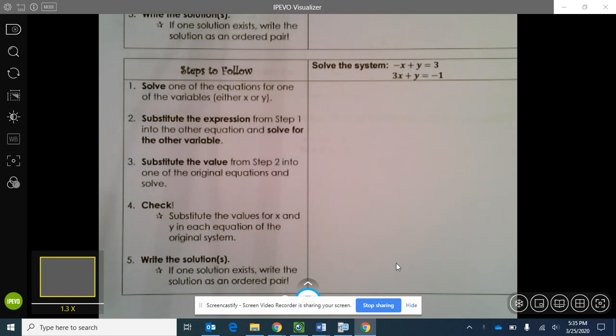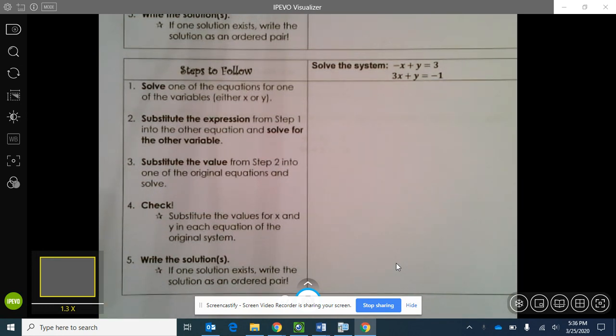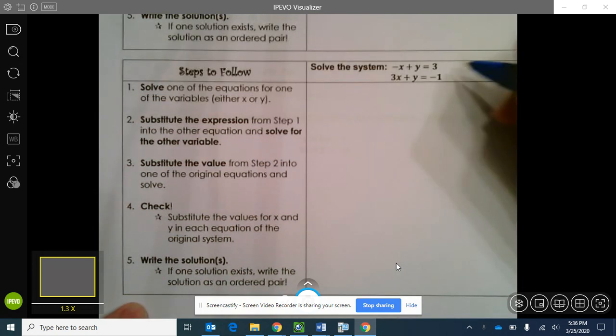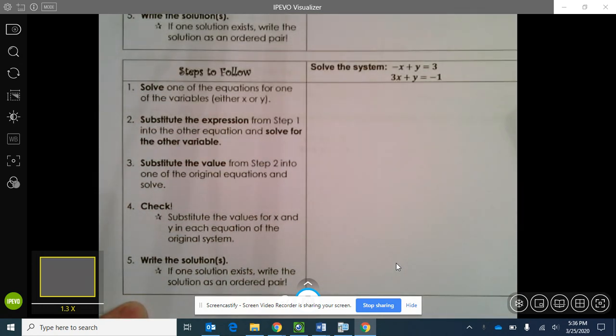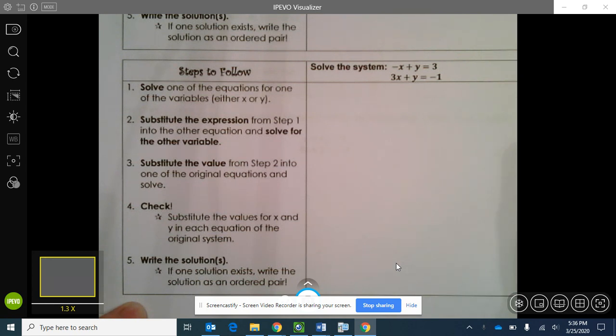Okay, so let's try another example of solving a system using the substitution method. For this system that I have here, you'll notice it's a little bit different than the last one because neither of my equations are solved for x or for y. So I don't have x equals where x is all by itself here. I don't have y equals where y is all by itself. Same thing down here.